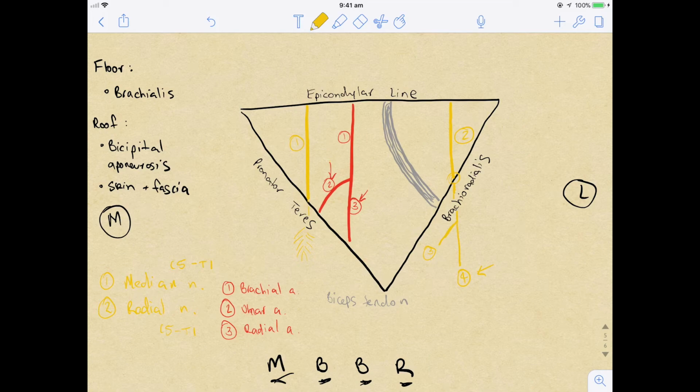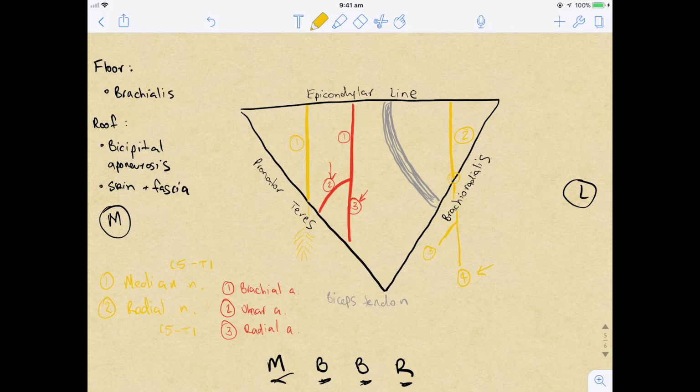And if you can identify extensor pollicis longus on yourself at the anatomical snuff box in your hand, then you could palpate the superficial radial nerve because it crosses over that tendon in the hand. So this is the typical drawing of the cubital fossa, maybe with a little bit more detail in there, but otherwise this is what you'll need to know for your anatomy exam if you're studying undergrad or postgrad.